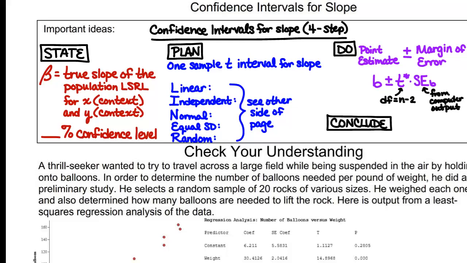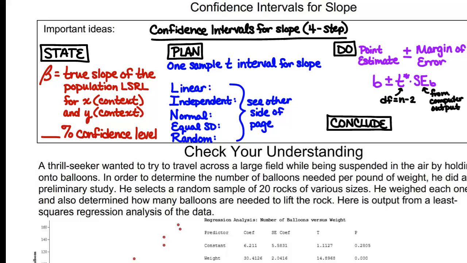And then, of course, our do step, point estimate plus or minus margin of error. B is our point estimate, so slope of our least squares regression line plus or minus T star. We use degrees of freedom n minus 2. Most of the time it's n minus 1. We do n minus 2 because we're estimating the y-intercept and the slope here.